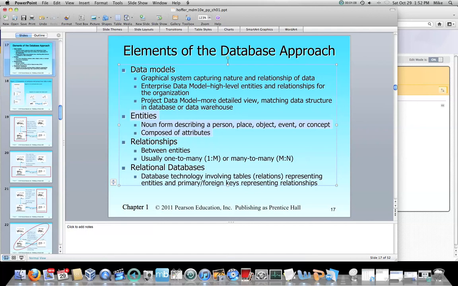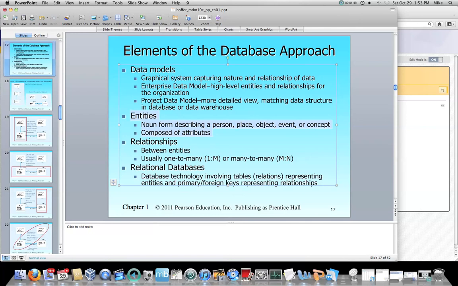There are two different levels or categories of data models. There's the enterprise data model, which is high level. This is when I look at this as the first blush. Right, so I'm trying to get a high level look at my data. But then at some point we get down to the nitty gritty and we actually have to make a project data model. We really need to get into the detail. So the enterprise is a broad look. The project data model is a more detailed look.